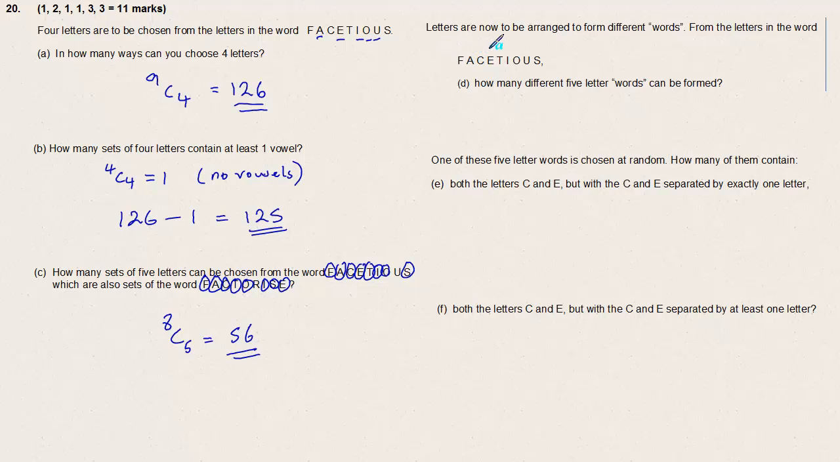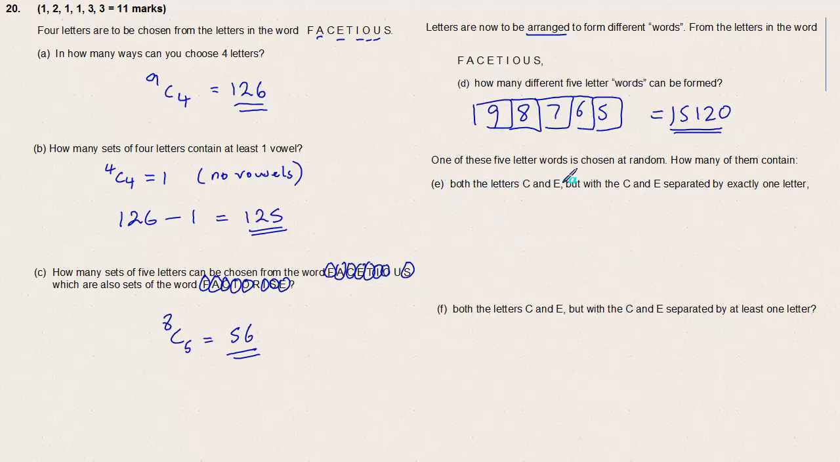The letters are now going to be arranged to form different words. From the letters in the word facetious, how many different 5-letter words can be formed? So we're arranging things now, and we could use the box method or a permutation for this first one. So 9 choices for the first one, then 8, then 7, then 6, then 5. And if we multiply that, that's 15,120.